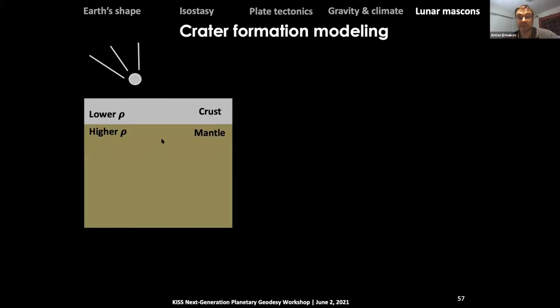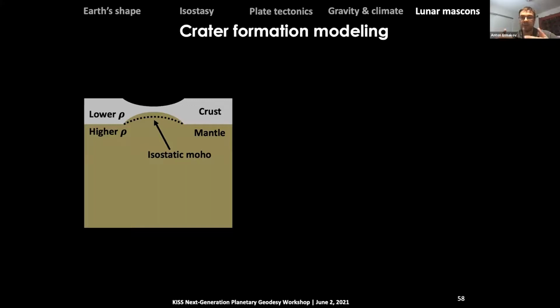Well, maybe their formation is a direct outcome of the impact process. Let's say the moon gets hit by an asteroid, it results in a crater, and maybe the impact was so strong that it affects the crust-mantle interface in such a way that it results in an uplift of the crust-mantle interface, which can create a positive gravity anomaly.